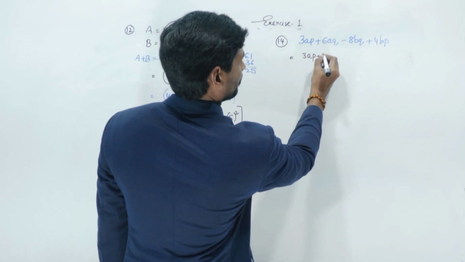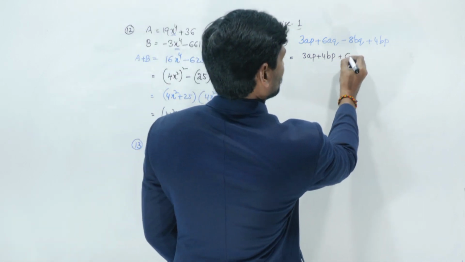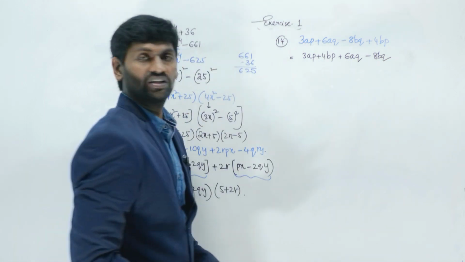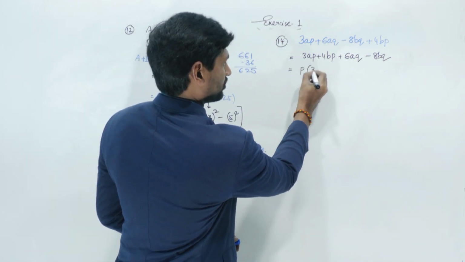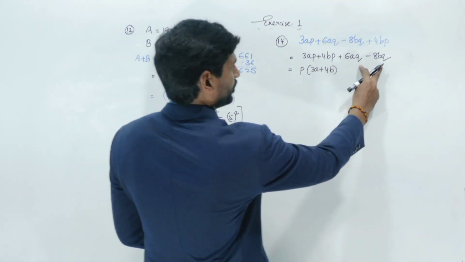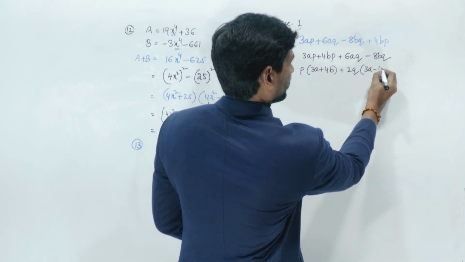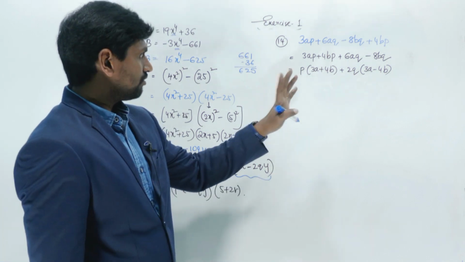3AP plus 4BP I am writing here. Now here, 6AQ minus 8BQ. Okay? Identify the common terms from both of them. P is a common term, so 3A plus 4B remaining. Now here Q is a common term with 2. 2Q common means 3A minus 4B. So we cannot go more than that.